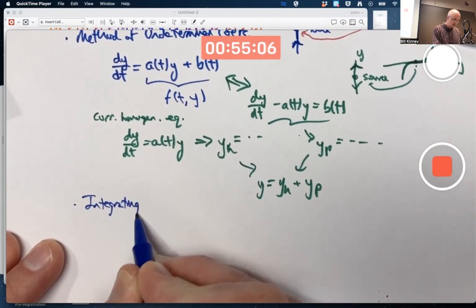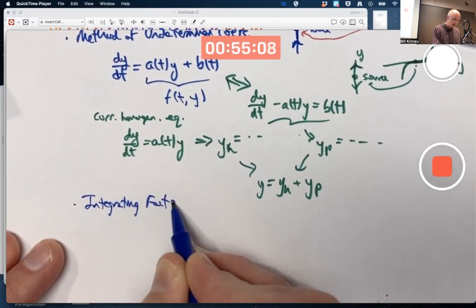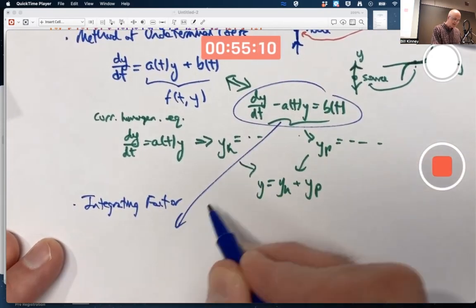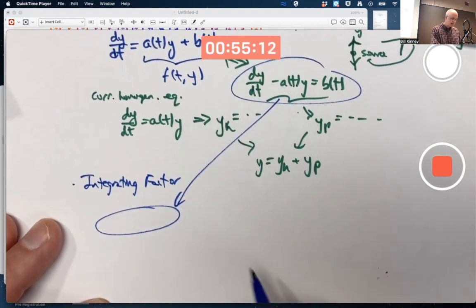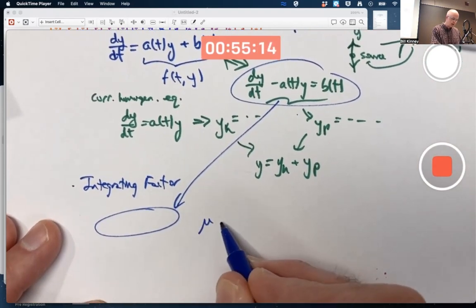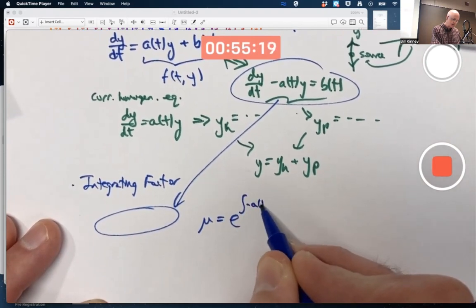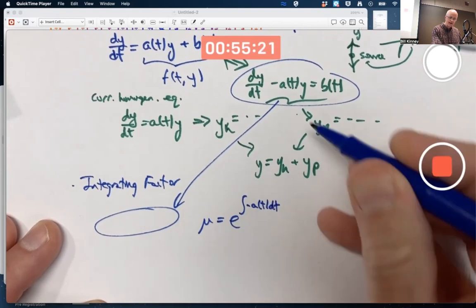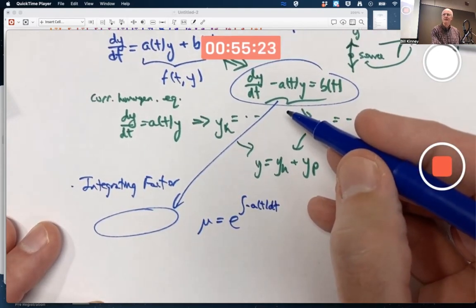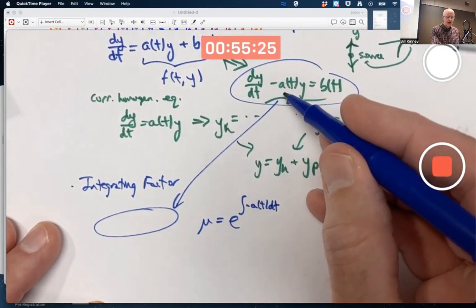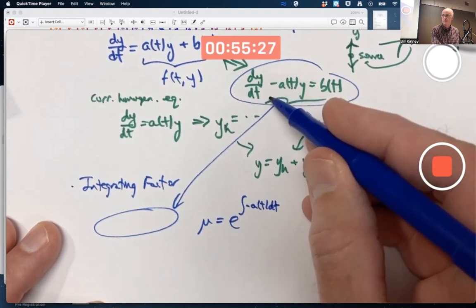And with integrating factors, you want to think of the differential equation like that. And you want to define your integrating factor mu to be e to the integral of the negative a of t dt. Now I have a negative sign there by the a of t, but a of t could be a negative constant, and so it really could be a plus sign.